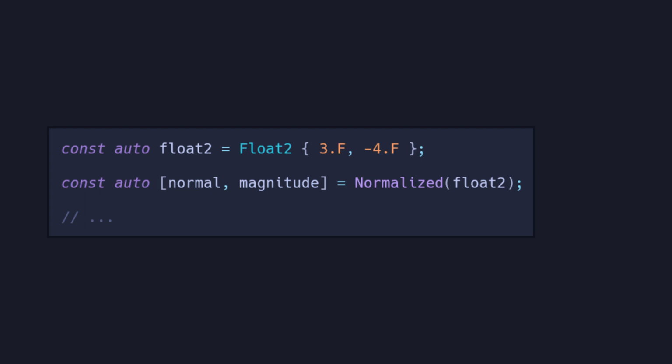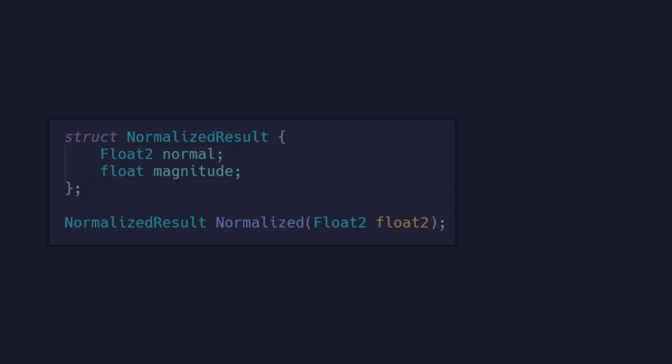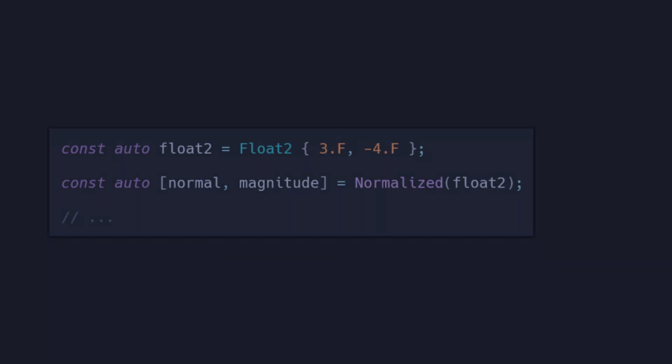Since a pair is considered a tuple-like, we can interpret the result of the normalized function using structured bindings like so. In C++20, it's possible to use these structured bindings on structs as well. This would allow us to make a normalized result struct containing the normalized vector and the magnitude of the original vector. This makes our code more readable while keeping support for structured bindings.